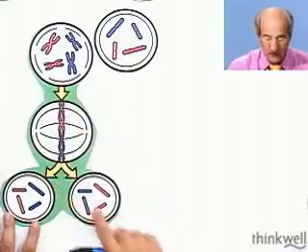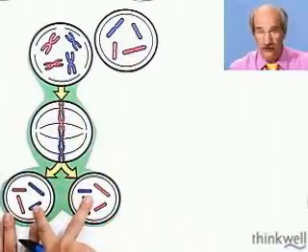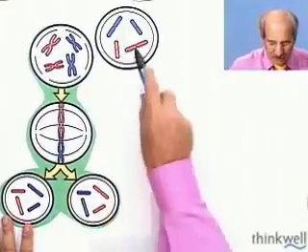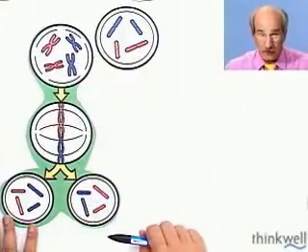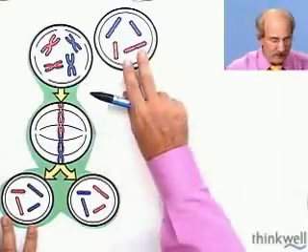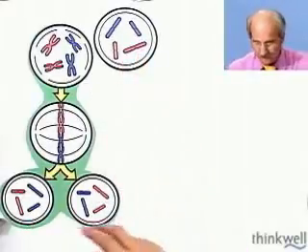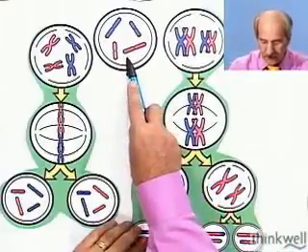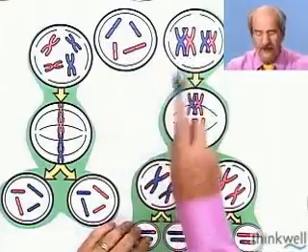Mitosis. Okay, let's take a look at mitosis of this cell. All right, first thing that happens is it doubles. Is that any different than meiosis? Let's see. I happen to have meiosis right here. Same cell, and the first thing that happens is it doubles.